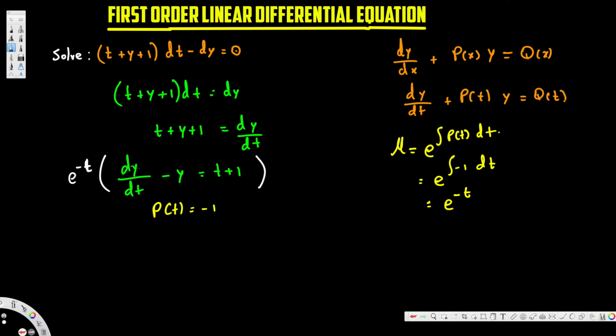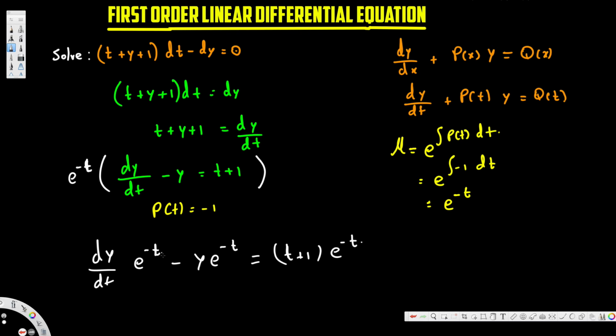If we do that, this side is going to be dy over dt e power -t minus y e power -t, equal to t plus 1 multiplied by e power -t. So this is what we will have after we multiply by the integrating factor.